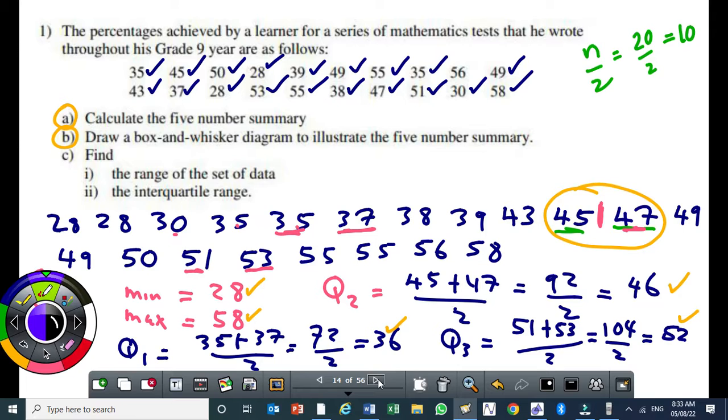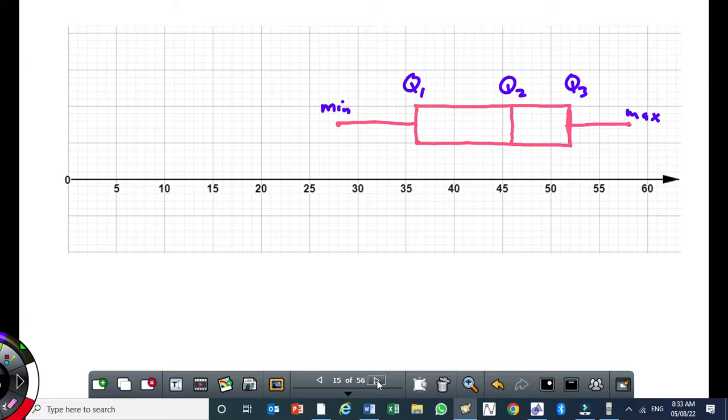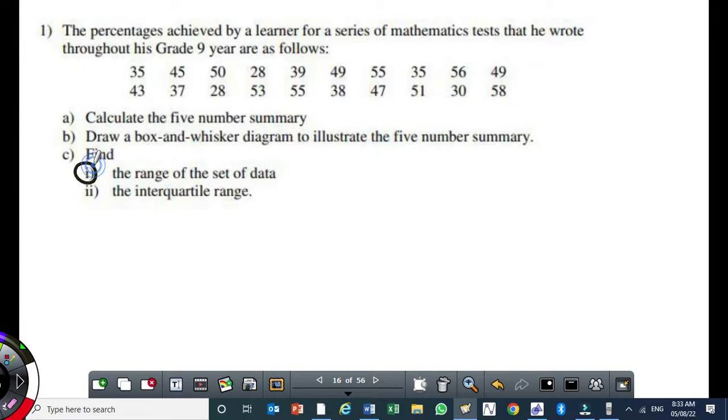Right. I now need to talk about the range. Can I have your attention? Now, remember the range is just the difference between the smallest and the largest. So our smallest here is 28, the largest here is 58. So this is so easy. So our range, that is C1, the range is equal to 58 minus 28, which is 30.